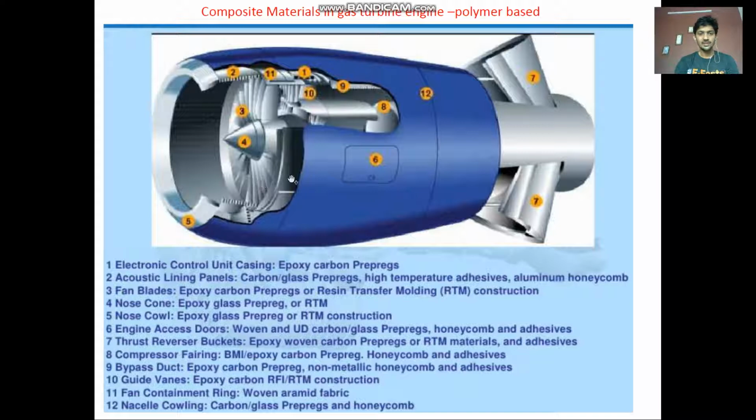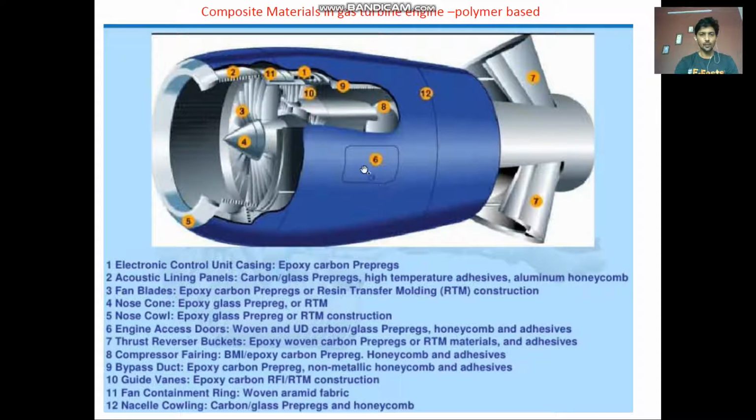Now the next section is 6, the access doors for the engine, which are made up of UD carbon or glass prepreg with a honeycomb structure, and some adhesives will be used for these engine access doors. Then thrust reversal: here you can see the clamshell type of thrust reversal, or the bucket type of thrust reversal, where epoxy woven prepreg is used.